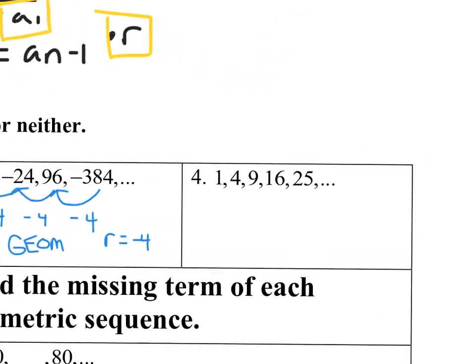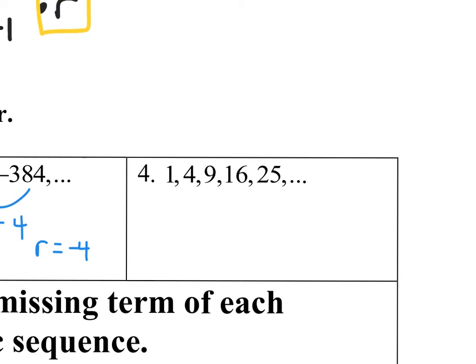Number 4, it looks like this is going up by 3, this is going up by 5, this is going up by 7, it's going to go up by 9. But it's not going up by the same amount every time. For it to be arithmetic, it'd have to increase by the same amount, and it's not. So it's neither.